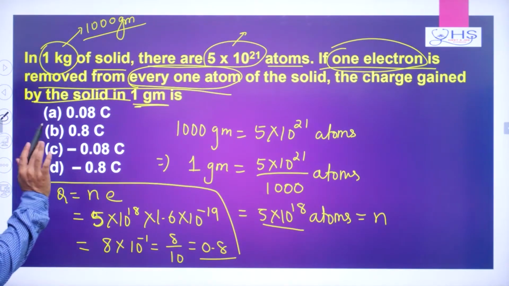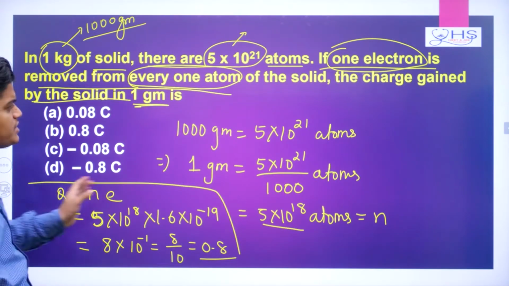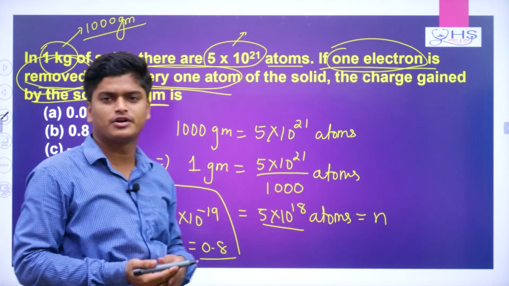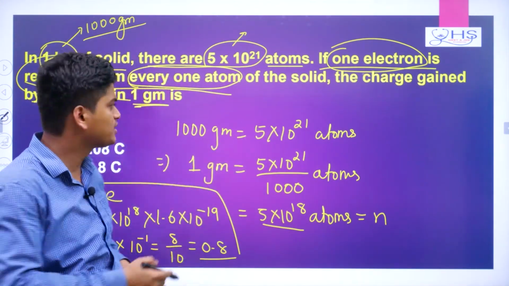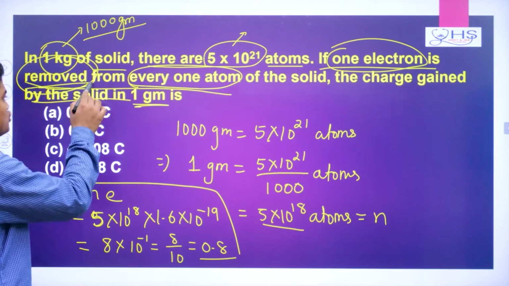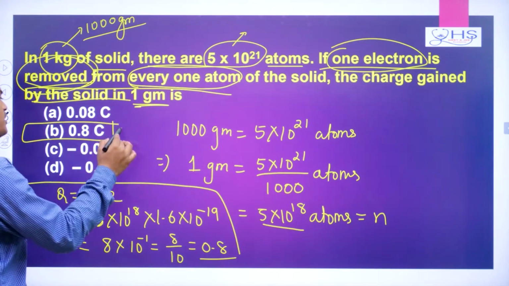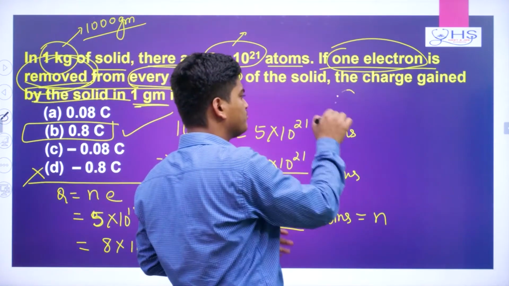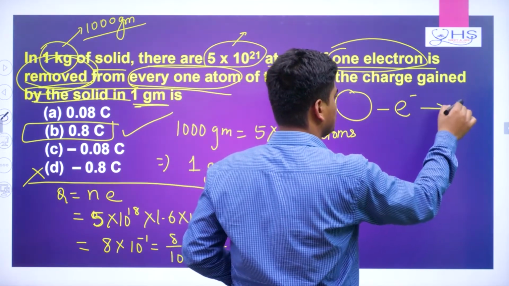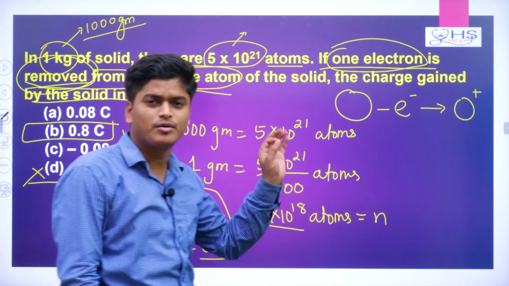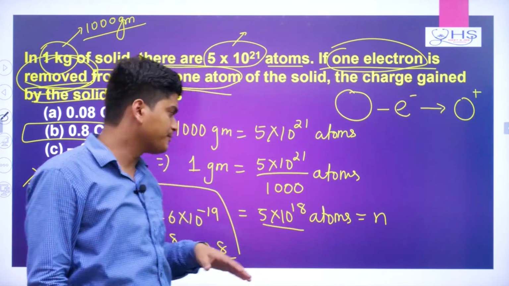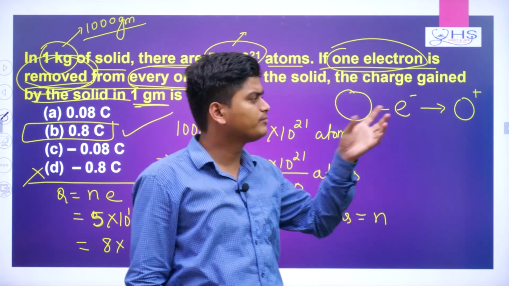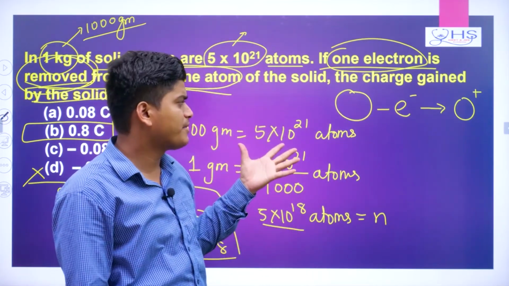Now the question is whether it is negative 0.8 or positive 0.8. First of all, electron is removed. Removed means deficiency of electron will happen. If you are removing electron from an object, deficiency of electron will happen, so it will become positive charge. That means the answer will be D, which is positive. From an atom, if you are removing one electron, then this atom will become positively charged. And remember, electron also has some mass, about 9.1 into 10 to the power minus 31 kg.